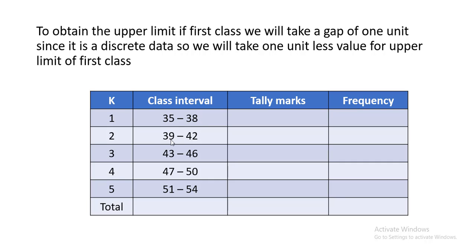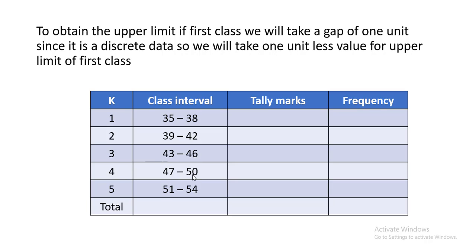All right, since the next class is starting from 39, 39 minus 1 is 38. So this is basically the upper limit of my first class. As you can see, the next class was starting at 43, so the previous class should end at 42, 1 unit minus from the lower limit of the next class. 47 minus 1 gives you 46, which is the upper limit of my third class.